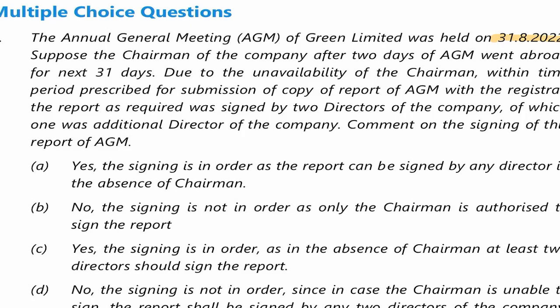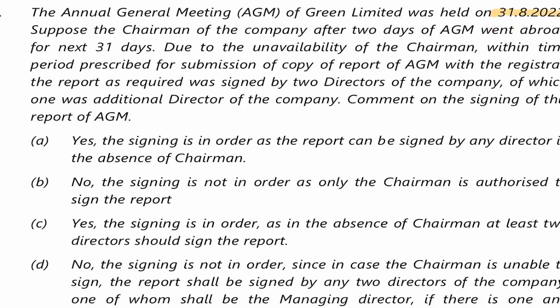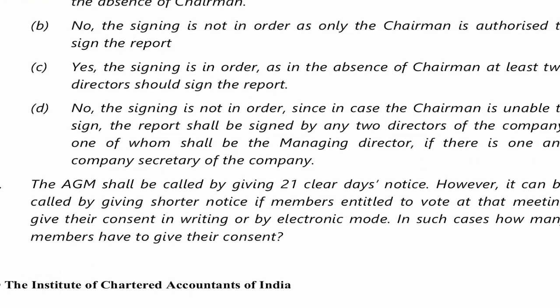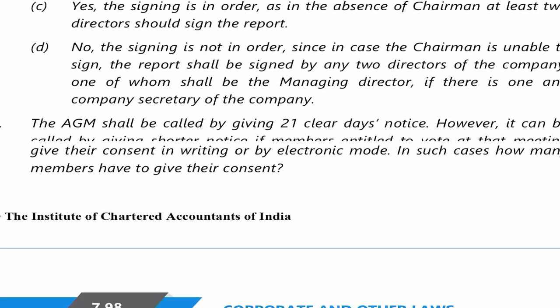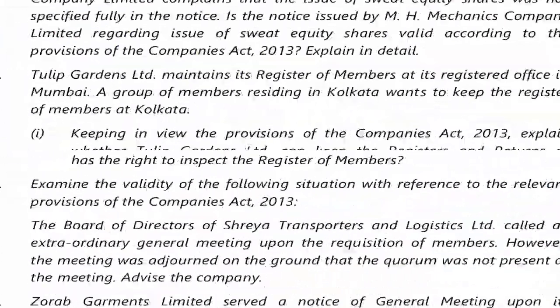No, the signing is not in order as only the chairman is authorized to sign the report. No, the signing is not in order since in case the chairman is unable to sign, the report shall be signed by 2 directors of the company, one of whom shall be the managing director if there is one, and the company secretary of the company. Who signs? The chairperson signs. If he is not there, then 2 directors, one of whom is the MD, is fine. Let's check which answer.